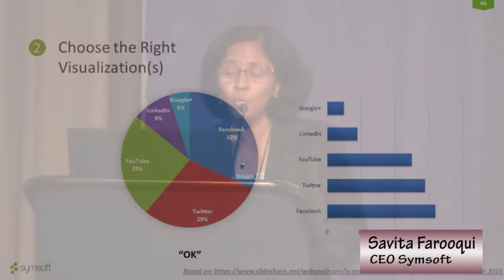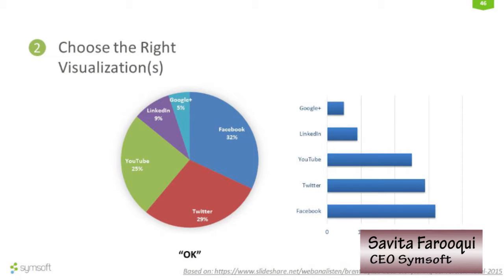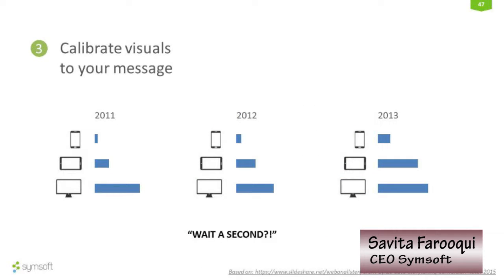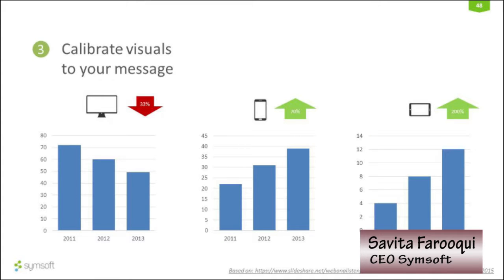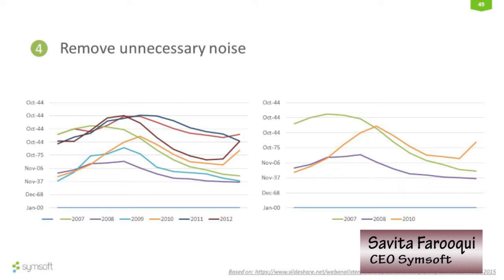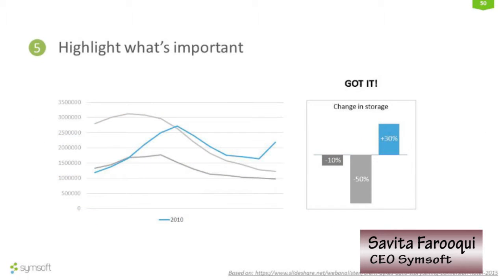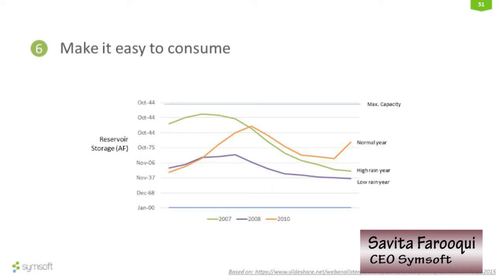But in general, pie charts have what we call content density. It has low content density, while bar charts help you with better comparisons. Calibrating your visuals. You could present the data in this particular fashion, or you could present it to indicate, again, what is that you want to communicate. Removing unnecessary noise. Focus on what is the point you're trying to get across, and highlighting what is important. And ultimately make it easy to consume.